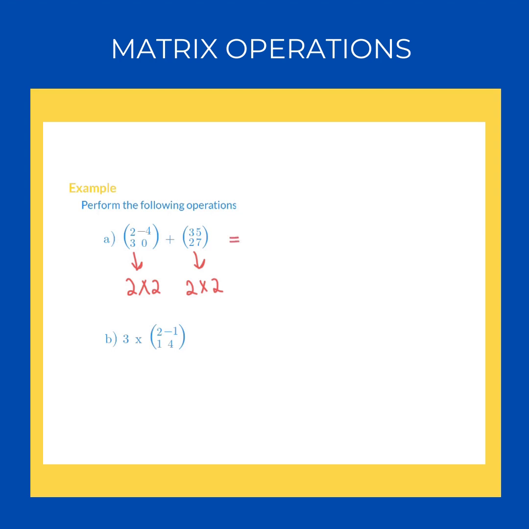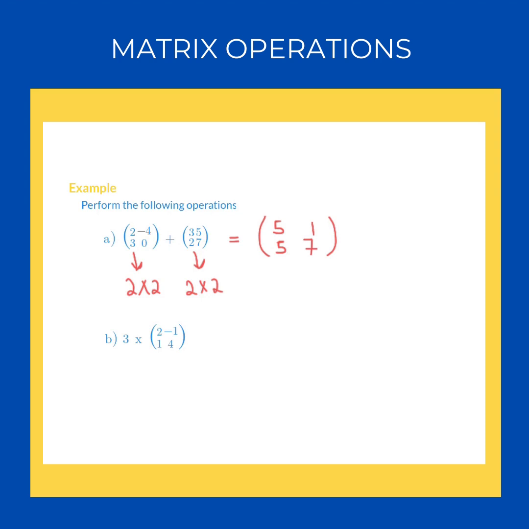So 2 plus 3 is 5. So I write down here 5. Then I have negative 4 plus 5 is 1. So here I have 1. Then I have 3 plus 2, which is 5. So here I have 5. And finally I have 0 plus 7, and the answer is 7.